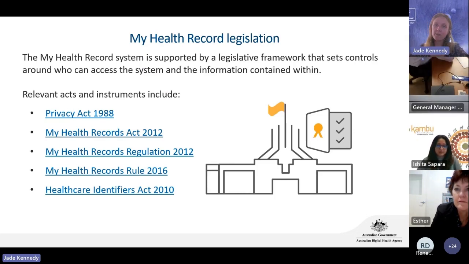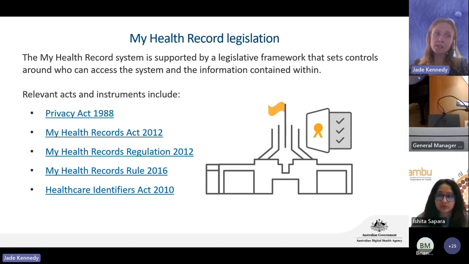I wanted to kick off by giving you a bit of an overview of the legislation that underpins the My Health Record system. There are a few different pieces of legislation that are relevant, which are listed on this slide: the Privacy Act 1988, My Health Records Act, My Health Records Regulation, My Health Records Rule, and the Healthcare Identifiers Act 2010. This legislation really protects and governs the way that the data within the My Health Record system is managed. Just to point out, most of the requirements that I'll talk about today come from the My Health Records Act 2012 and the My Health Records Rule 2016.